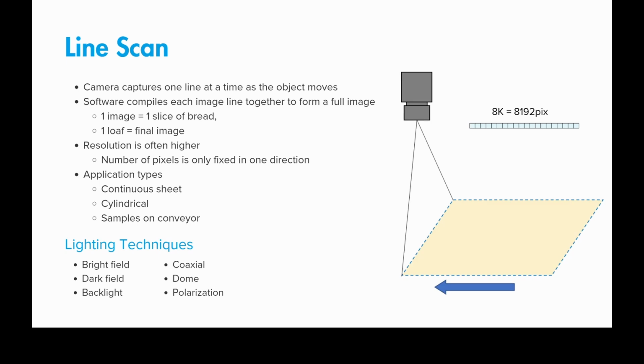I listed polarization because it can be done on a line scan system, but it's not as critical as it is in area scan, so I want it listed here just so you know that it is an option, but it's not particularly common.